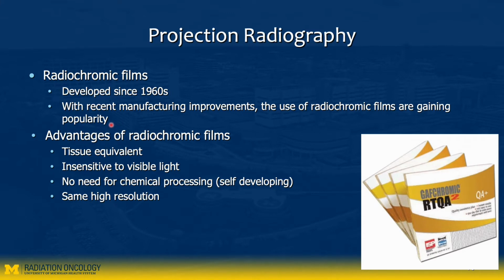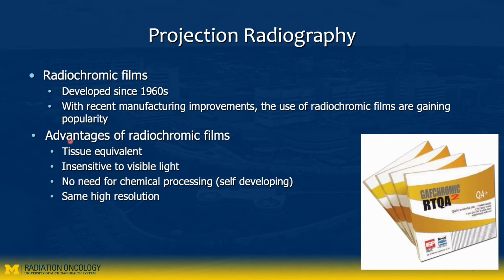So that was radiographic film, which ironically we don't use anymore. So what do we have in our department? We instead have radiochromic film. There is a reason why we made a transition to radiochromic film. While radiochromic film has a long history, it was developed in the 1960s, it is actually very recent improvements that made the use of radiochromic film more popular.